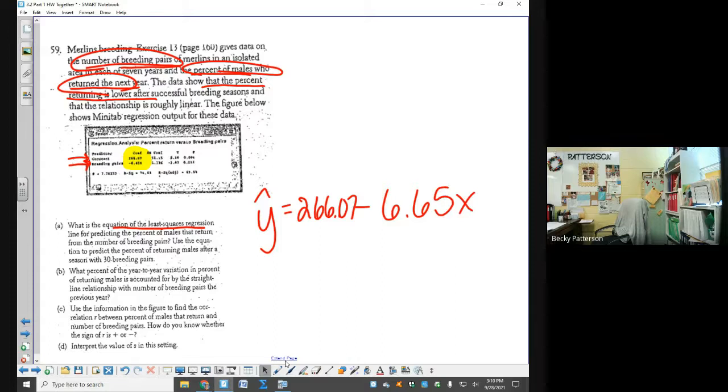Use the equation to predict the percent of returning males after a season with 30 breeding pairs. Let's not do it, but what would you do? You plug a 30 in for X. Yeah, you get your Y hat.